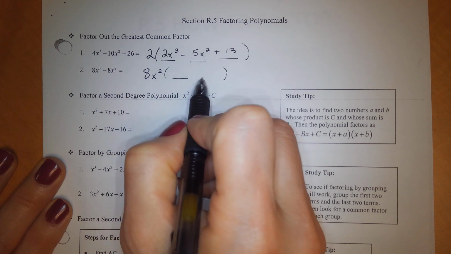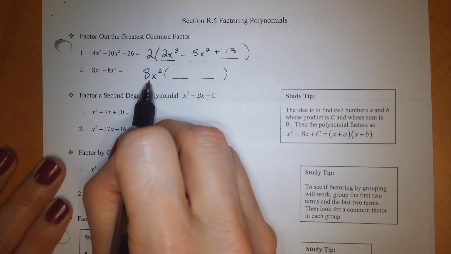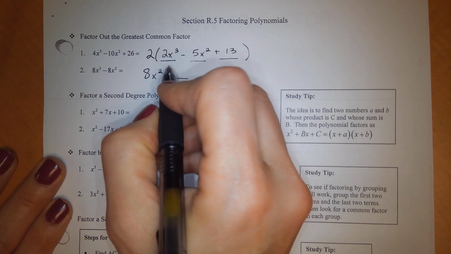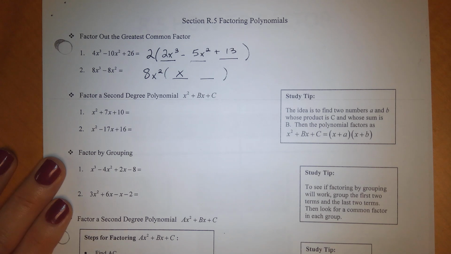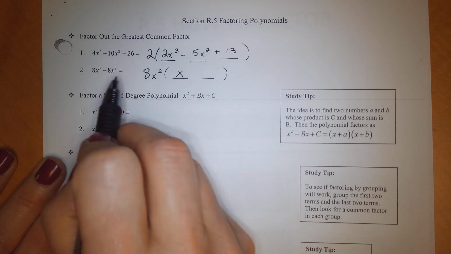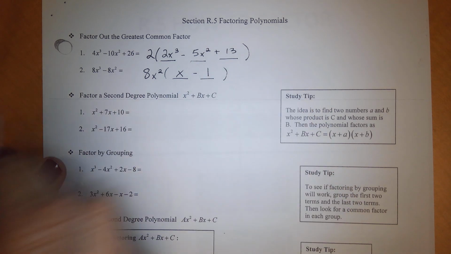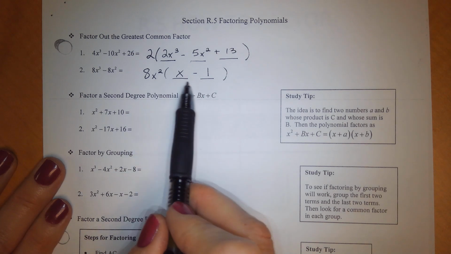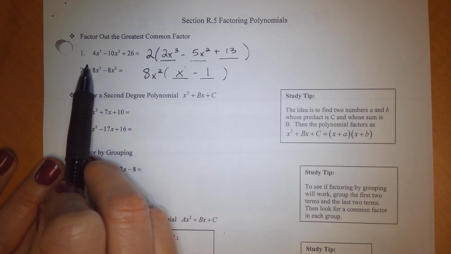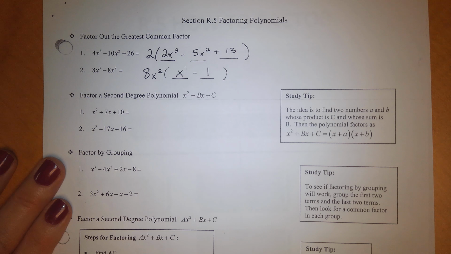So ask yourself, when I distribute this 8x squared inside, 8x squared times what term will bring me to 8x to the third? Clearly you'll need another x. 8x squared times what term will bring me to negative 8x squared? The answer is negative 1. And always check these by distributing. Distribute the 8x squared into both these terms and see if you end up with what you started with. That is a very good way to check your answers.